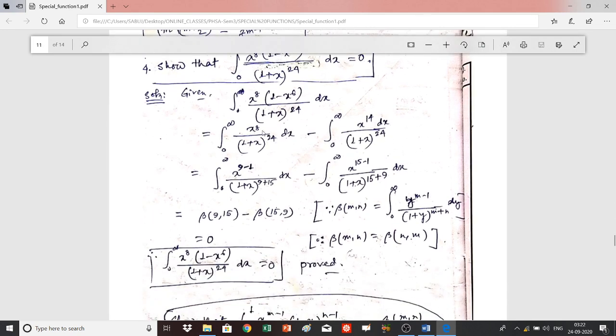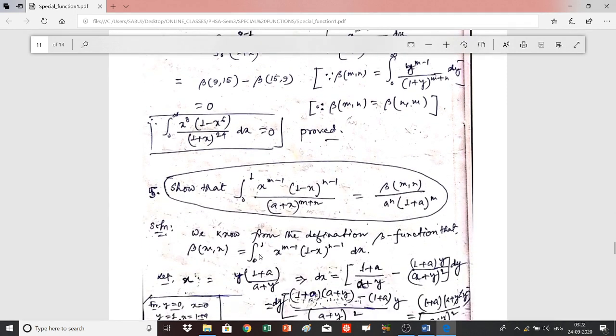Now this can be written as the integral from 0 to infinity of x^(9-1)/(1+x)^(9+15) dx, minus the integral from 0 to infinity of x^(15-1)/(1+x)^(15+9) dx. That can be written as beta(9,15) minus beta(15,9), because beta(m,n) is equal to the integral from 0 to infinity of y^(m-1)/(1+y)^(m+n) dy. So this term is beta(9,15) and this term is beta(15,9). That will give you 0, because you know that beta(m,n) is equal to beta(n,m). So the value of this integration is equal to 0.